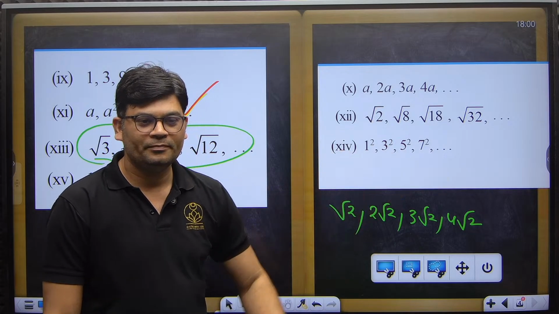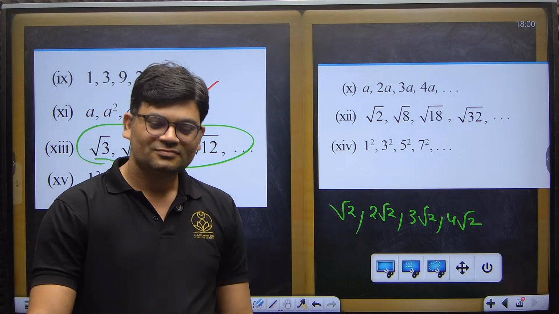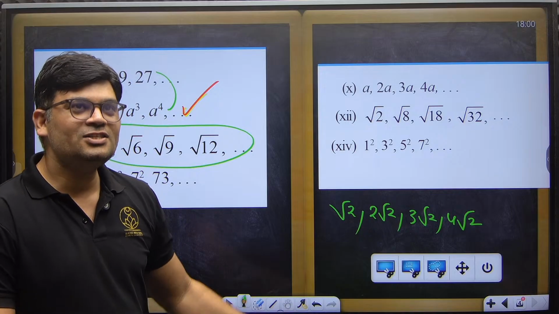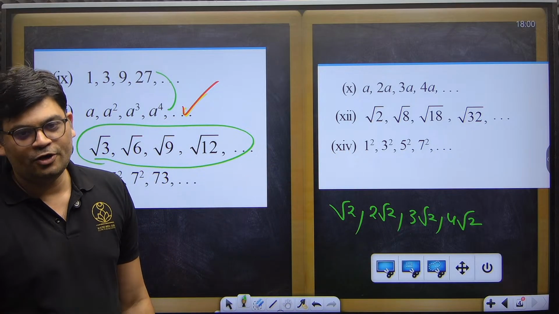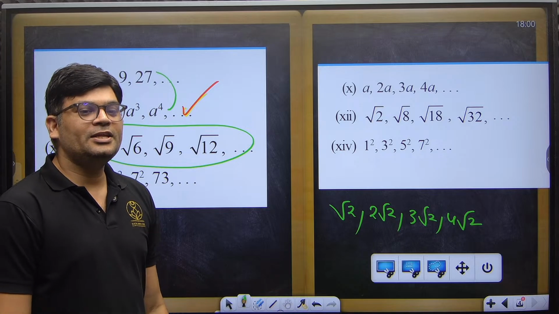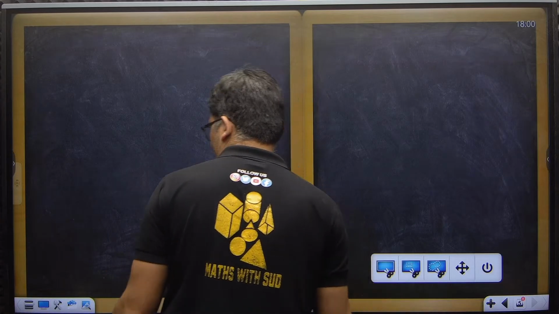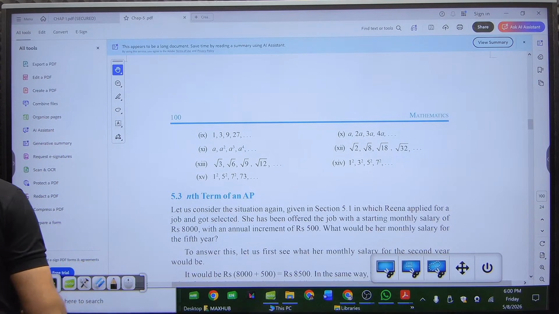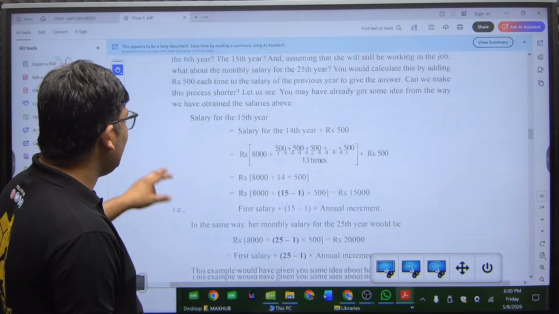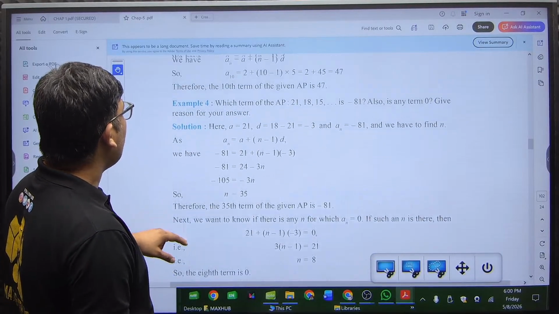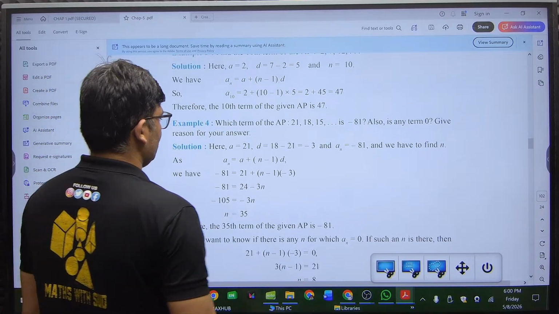Is it an AP? No sir. It is not an AP, sir. It is not an AP because the common difference is not the same. A2 minus A1 is not equal to A3 minus A2. Is that clear to everybody? Okay. So the nth term of the AP we have already found out. Now taking out some questions.